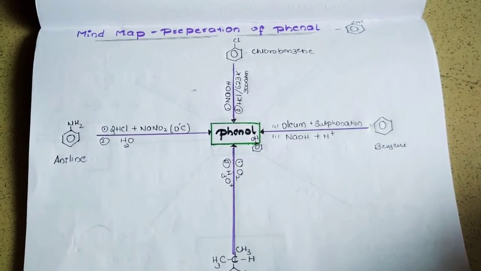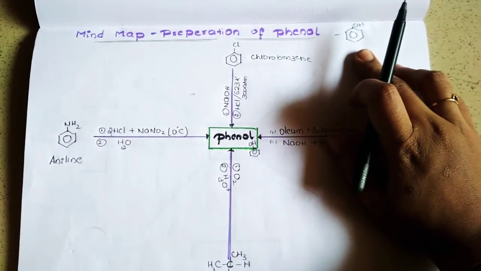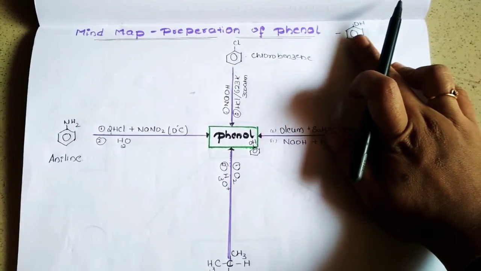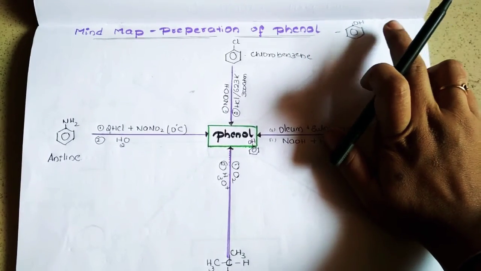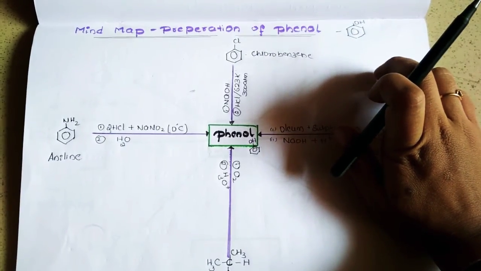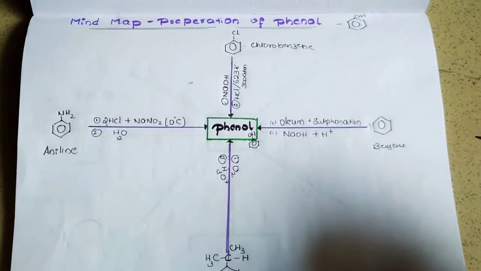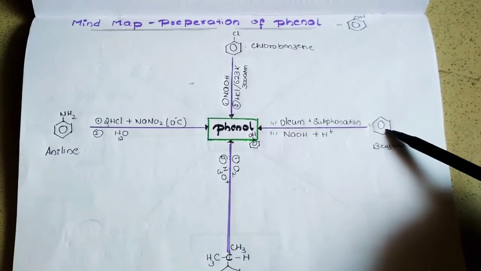Yes. So here you could see the mind map, the preparation of a phenol. So we know the structure of a phenol, that is C6H5OH. That is what I have written here, with a benzene ring where one hydrogen is replaced by the hydroxyl group. So that is how the phenol will be formed. Okay. And the preparation of a phenol I have given with 4 methods. So let us go with the first method here.